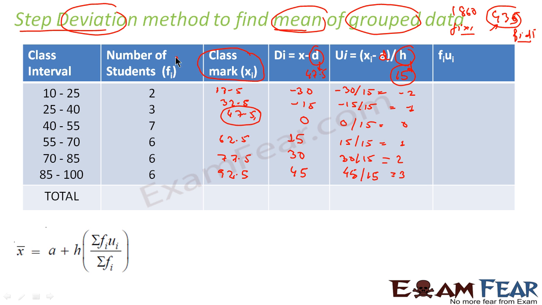Now I have to find fiui, that is I have to multiply fi by this value ui. 2 into minus 2, minus 4, 3 into minus 1, minus 3, 7 into 0, 0, 6 into 1, 6, 6 into 2, 12, 6 into 3, 18. If you add these, it comes out to be 29.